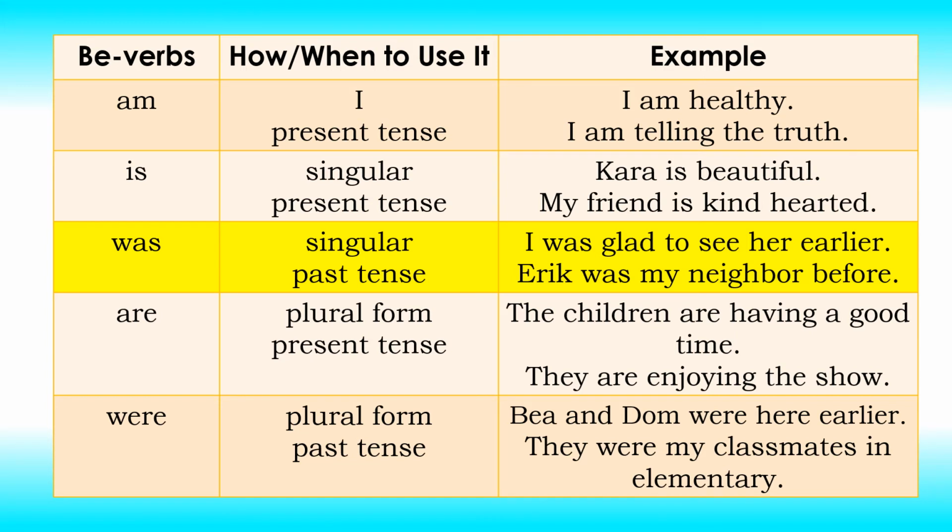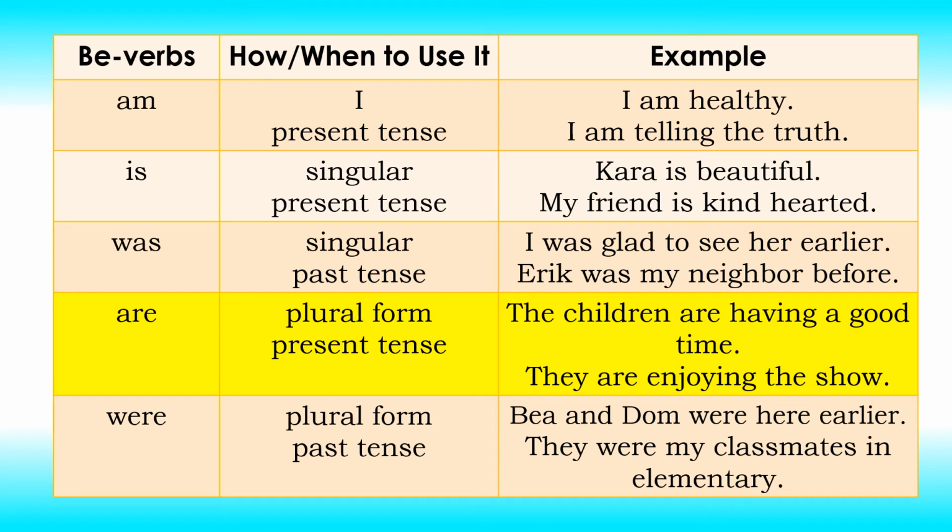Next, we have are. Are is used when the subject is in plural form and in the present tense. Example: the children are having a good time. They are enjoying the show.